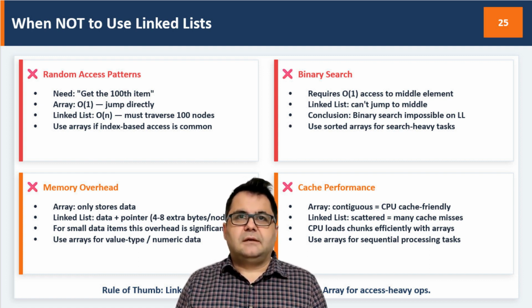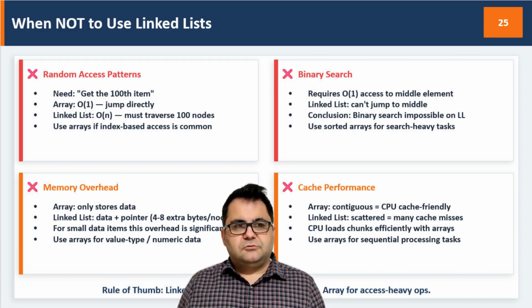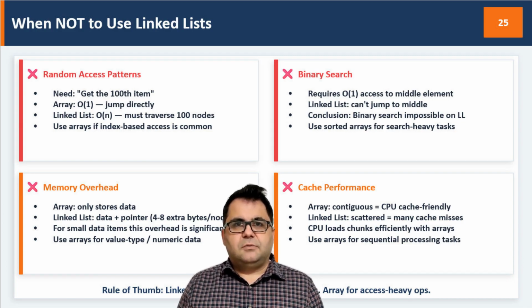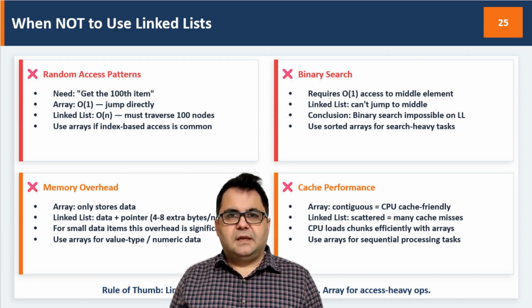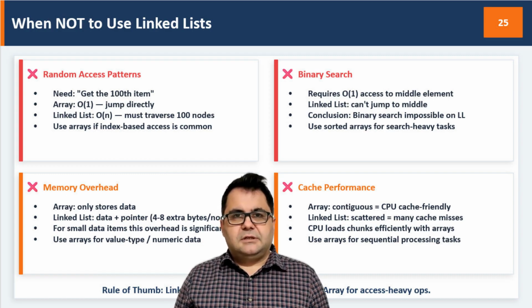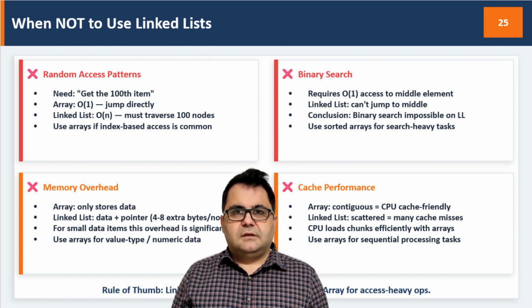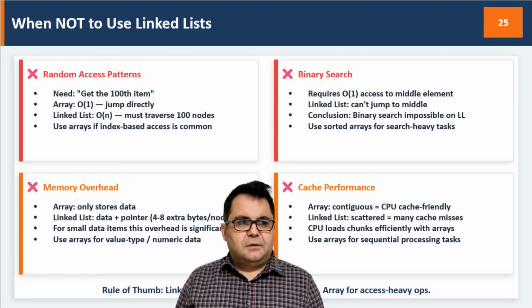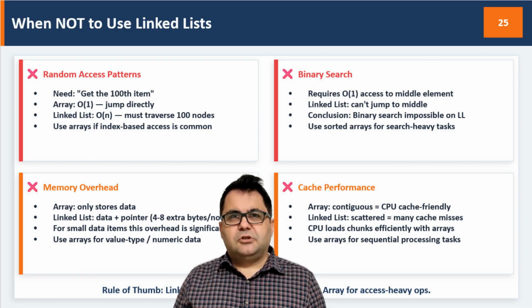Third, memory overhead. Array only stores data. Linked list stores data plus pointers, extra 4 to 8 bytes per node, depending on 32-bit or 64-bit system. For small data, this overhead is significant. Fourth, cache performance. Array has data contiguous. When CPU loads one item, it loads nearby items into cache, very fast. Linked list has data scattered randomly across memory. CPU must load from different memory locations. Many cache misses, slower. Rule of thumb. Use linked lists for insert-delete heavy operations where you don't need random access. Use arrays for access-heavy operations where you don't change structure much.